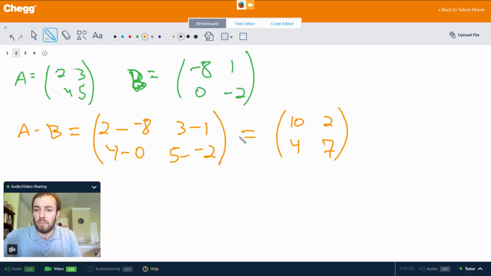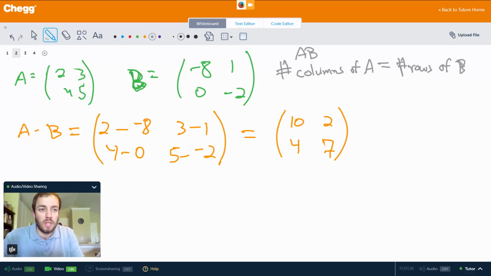Now, matrix multiplication is a little bit more complicated, but still not too bad, especially in the 2 by 2 case. In general, to multiply A and B, the number of columns of A has to equal the number of rows of B. Remember, to add or subtract two matrices A and B, the number of rows of A has to equal the number of rows of B, and the number of columns of A has to equal the number of columns of B. Well, to multiply two matrices A and B, there's only one restriction, which is that the number of columns of A has to equal the number of rows of B.